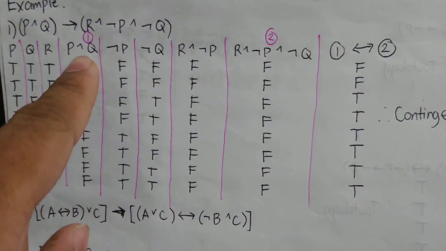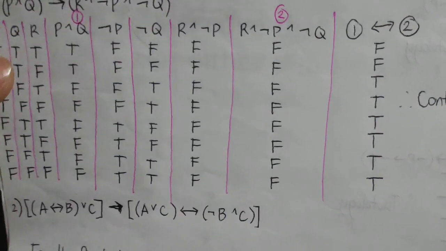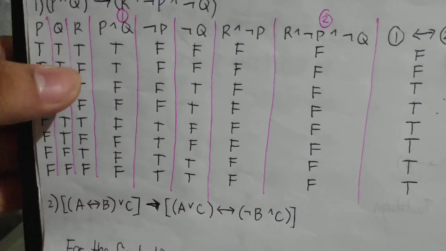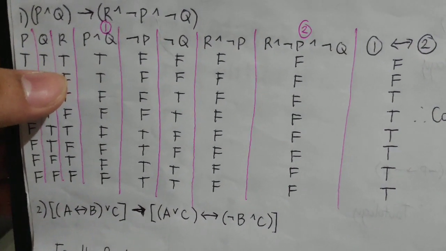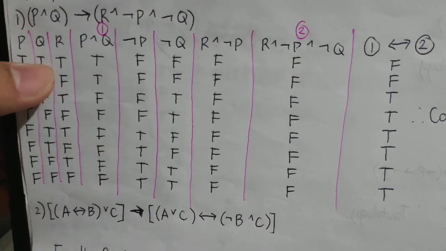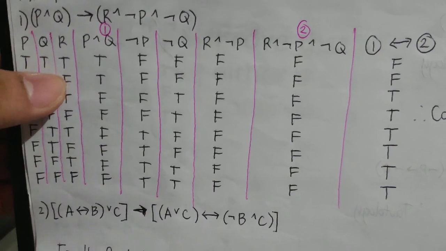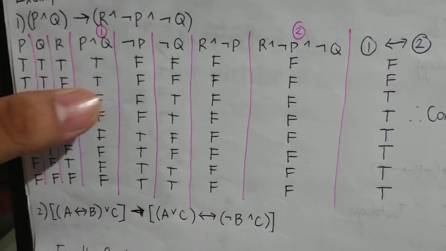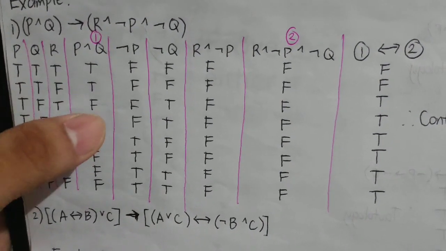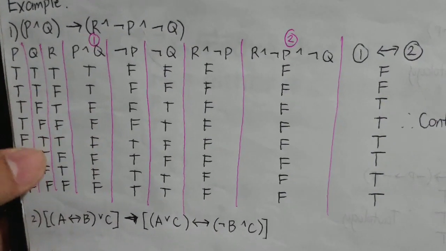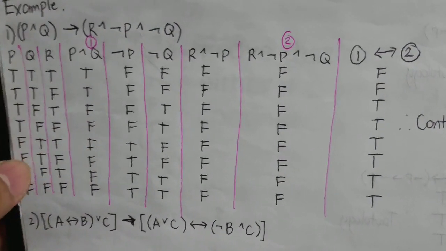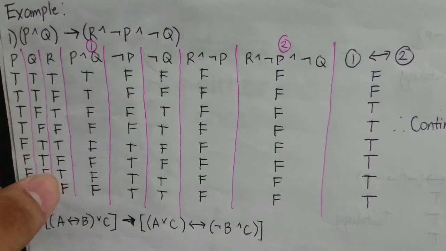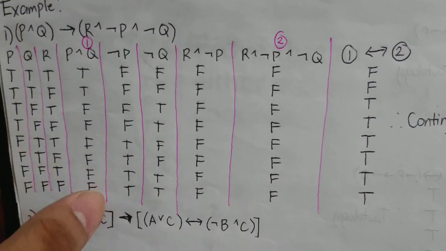So therefore, we will have the conjunction of P and Q. The conjunction will only be true if both primitive propositions have the same truth value. So you have true and true, therefore true; true and false, false; true and false, false; false and true, false; false and true, false; false and false, false; false and false, therefore false.